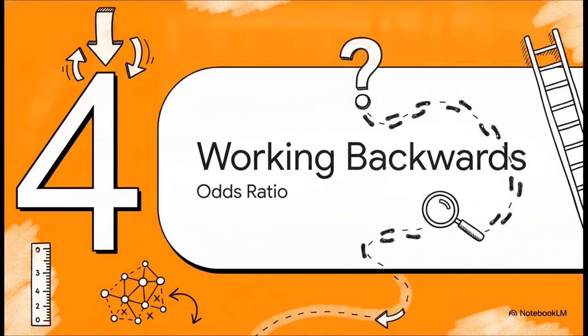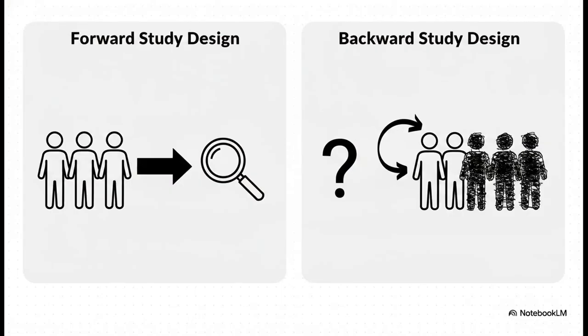That brings us to section 4, working backwards with the odds ratio. The solution to our time problem requires flipping our entire perspective. We literally have to work backwards. To do this, we use a case control study design. Notice the contrast here. A cohort study looks forward. You know your whole population at risk, so you can calculate relative risk. But a case control study looks backward.